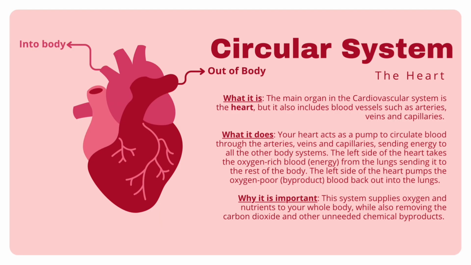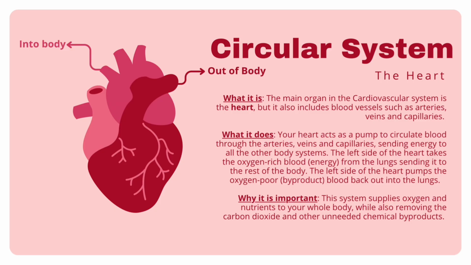Our circulatory system, aka the heart. What is it? The main organ in the cardiovascular or circulatory system is the heart, but it also includes blood vessels such as arteries, veins, and capillaries.